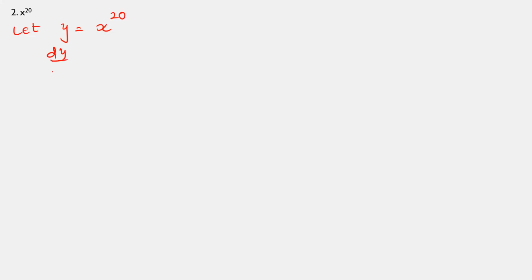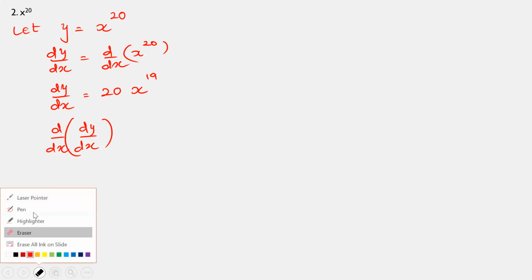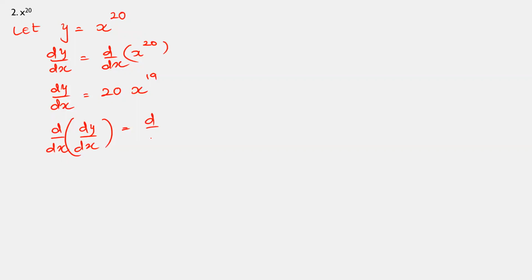Then differentiating both sides with respect to x, d by dx of x to the power 20. As we know, d by dx of x to the power n is n x to the power n minus 1, so 20 minus 1, 19. This is your first order derivative, but since we have to find the second order derivative, I have to perform one more differentiation, differentiating both sides with respect to x.